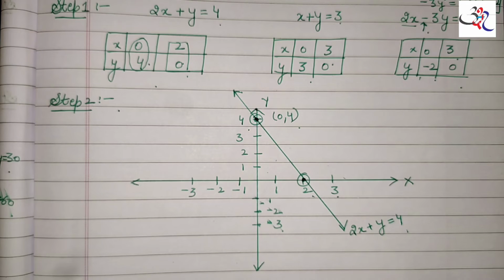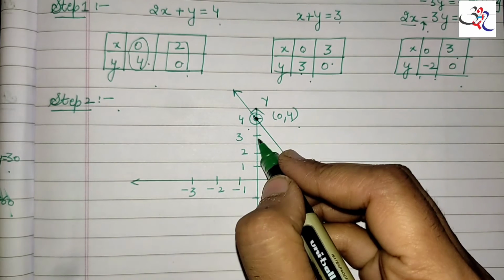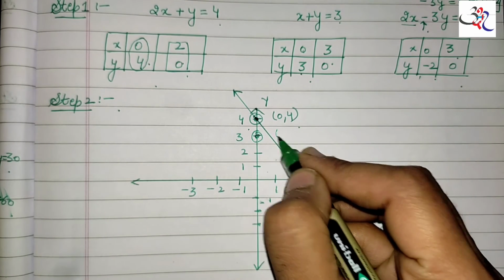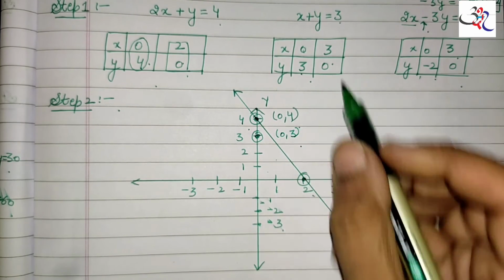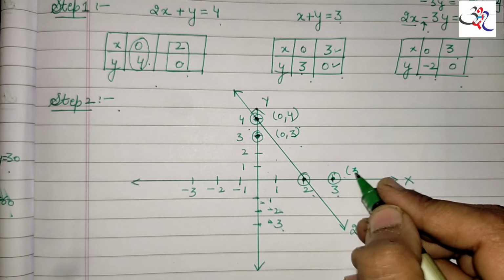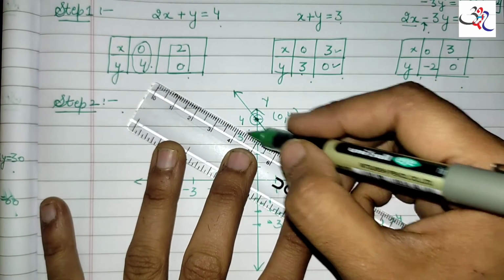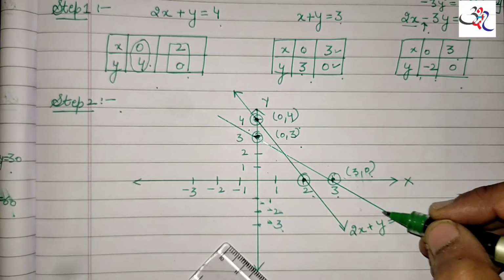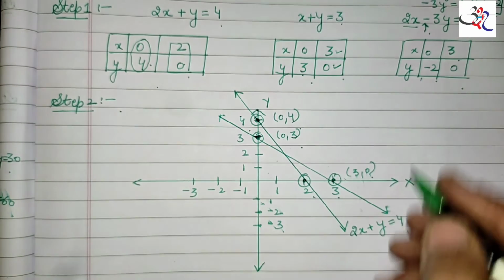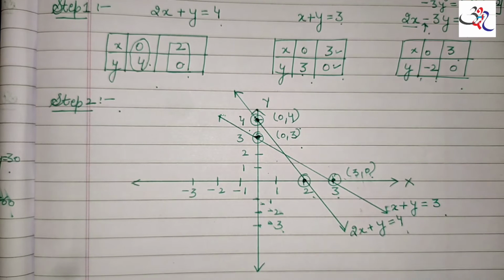Second equation is what? Second equation is 0 comma 3. X coordinate is 0 and y coordinate is 3. 0 comma 3, and this will be 3 comma 0, means this coordinate 3 comma 0. So join these 2 points also. So you will get your equation for the second line, which is x plus y is equal to 3.